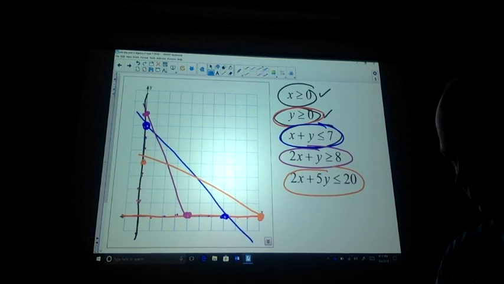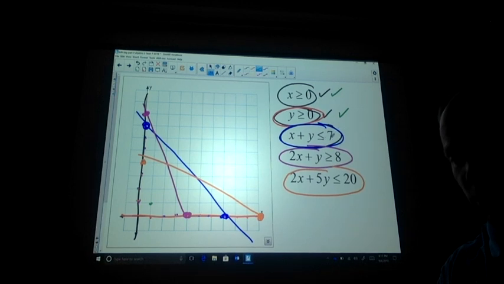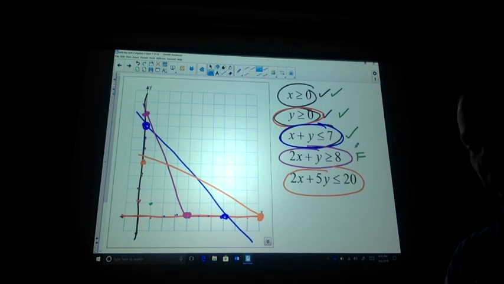So I'm going to quickly just use 1, 1 as my test point. It works here. It works here. Is 1 plus 1, 2, less than 7? That's true, so it's under the blue. That works. Let's go to the purple. Let's plug 1, 1 in. So 2 times 1 plus 1, that's 3. Is 3 greater than 8? And that's going to be false. So I'm going to shade on the other side of the purple.